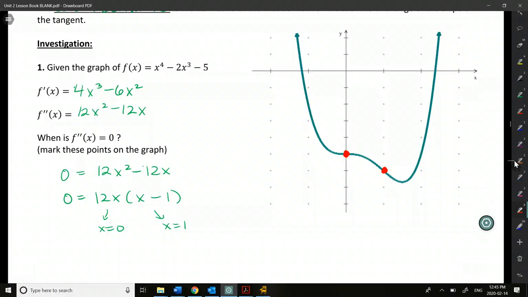When we set the second derivative equal to 0, did you guys have a chemistry test today? Okay. You'll have some time after this, okay?